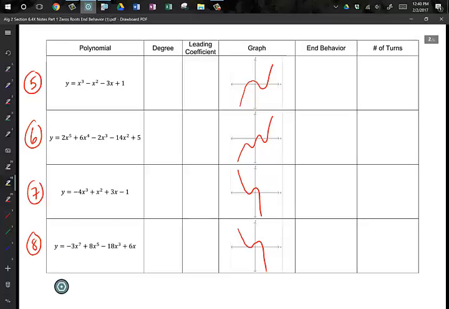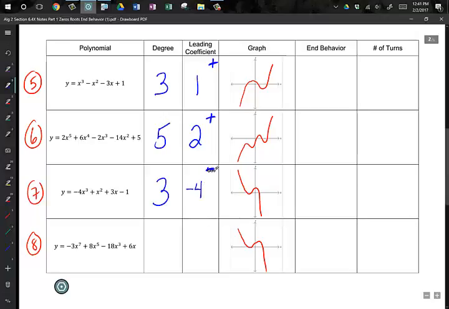All right. What is the degree of number 5? 3. What is your leading coefficient? 1. And we do agree it's a positive. Row 6, what is your degree? 5. And what is your leading coefficient? 2. And it is a positive. Number 7, what is your degree? 3. And your leading coefficient? Negative 4. So that is obviously a negative.